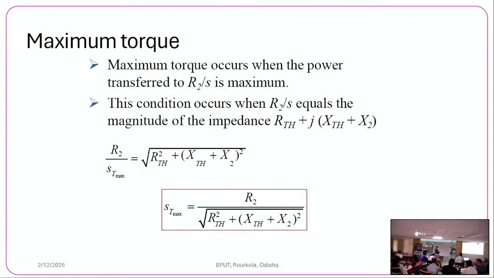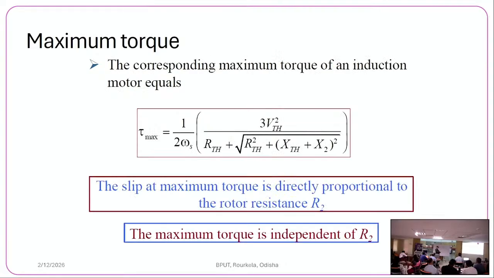Maximum torque, that part is maximum torque, as I told, depends on the resistance. The slip at which maximum torque occurs is given by S max, and at that point the slip times resistance is equal to the total impedance: the square root of Thevenin's resistance squared plus the sum of Thevenin's reactance and X2 squared. So maximum torque occurs at the slip given by this. By substituting the slip S max into the same torque expression, you get the maximum torque.